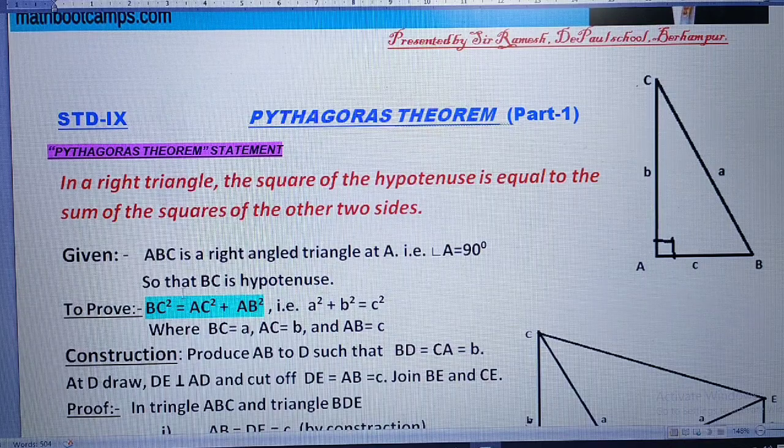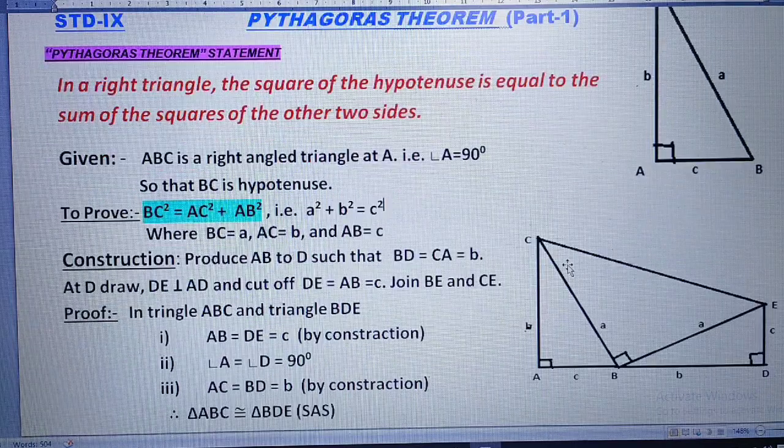Now to prove that AB square plus AC square is equal to BC square, or BC square is equal to AC square plus AB square, that is small a square plus small b square is equal to c square, where BC is small a, AC is small b, and AB is small c. So for this proof we require some construction, and see the figure, the second figure.